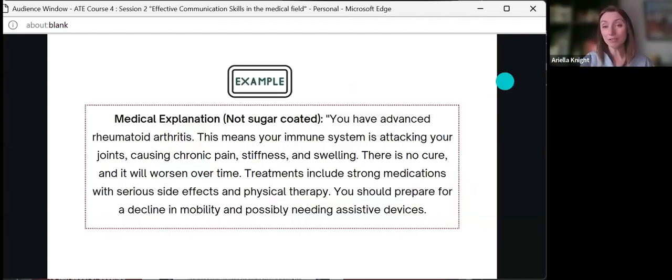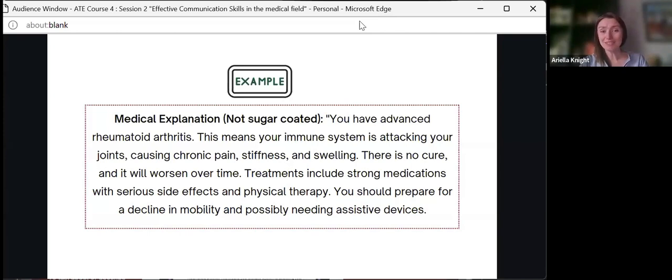So here's an example of technical, basic delivery of bad news, a bad medical condition. And then we'll go over what the sugar-coated version is. So here's the medical explanation. You have advanced rheumatoid arthritis. This means your immune system is attacking your joints, causing chronic pain, stiffness, and swelling. There is no cure, and it will worsen over time. Treatments include strong medications with serious side effects and physical therapy. You should prepare for a decline in mobility and possibly needing assistive devices.